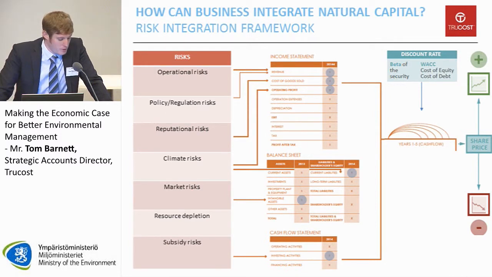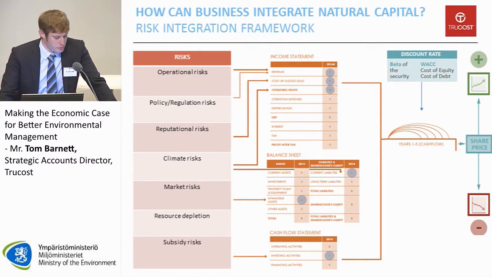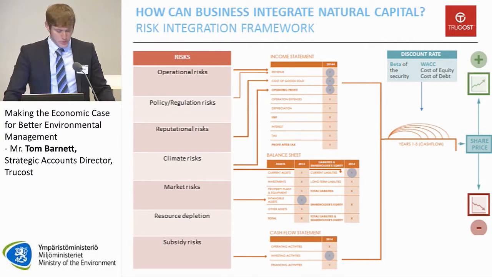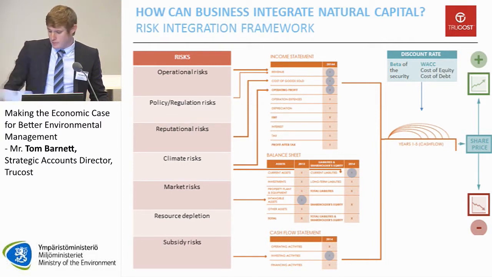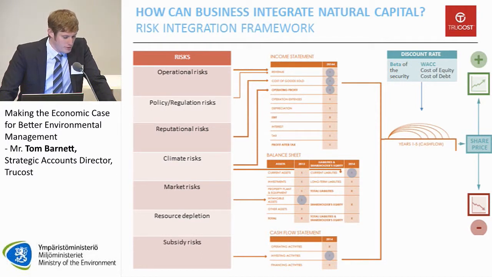We call it a discounted cash flow model, and it seeks to assess the sensitivity of company value to potential natural capital risks. So this figure essentially shows how natural capital risk could impact on company financials if we take, for example, the automotive sector. We can consider how these might play out.